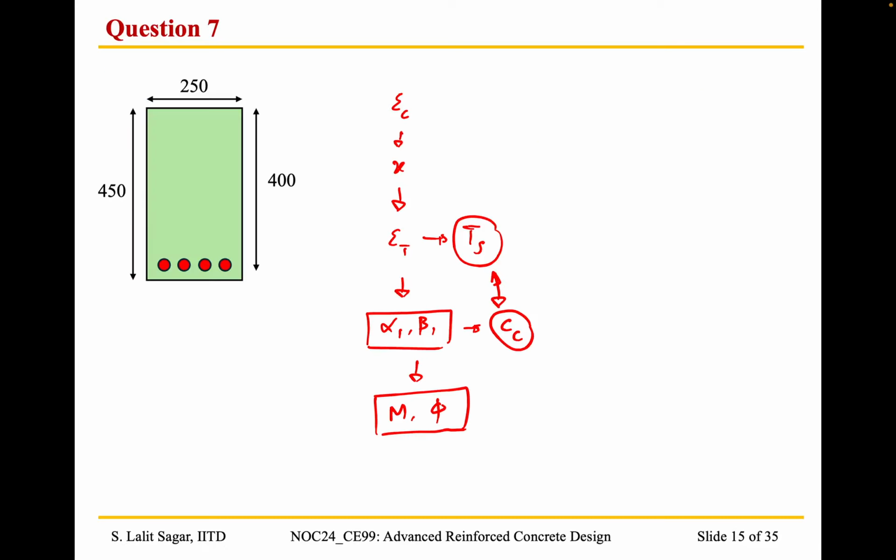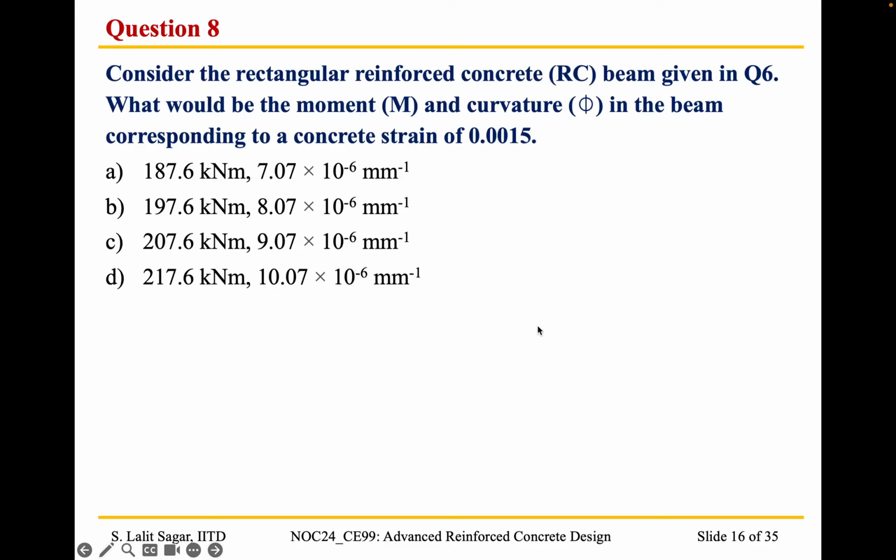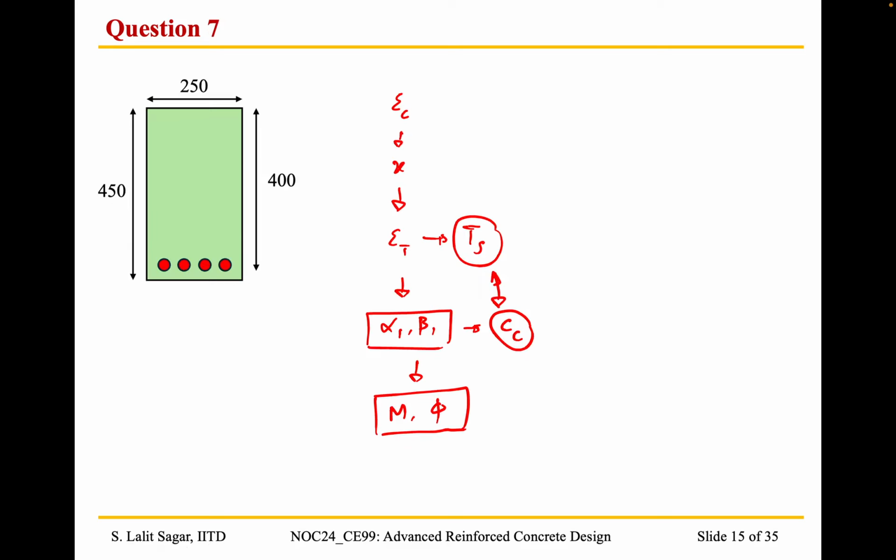Epsilon c, to x, epsilon c, epsilon t, Ts, force in the steel reinforcement, then force in the equivalent stress block of concrete. Then find out the value of M and phi.